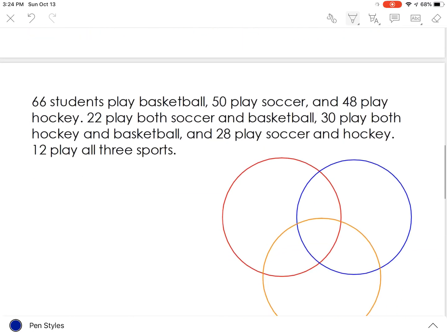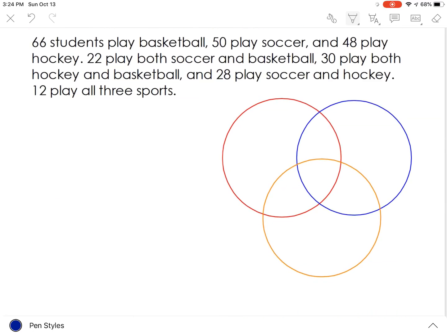Let's practice another one. 66 students play basketball, 50 play soccer, and 48 play hockey. So the best thing to start off with is always just to label your circles. We're talking about people who play basketball. I'm going to put 66 in my parentheses. People who play soccer, I'm going to put 50 in my parentheses. And people who play hockey, I'm going to put 48 in the parentheses. Okay, so now I know what my total should be at the end of this problem. Notice how we have 3 circles because we are comparing 3 different sports.